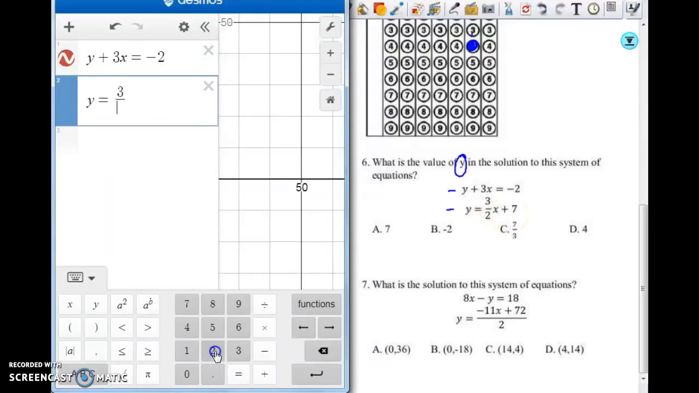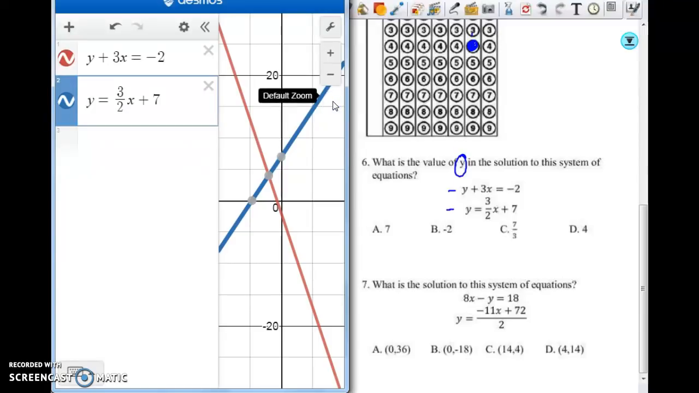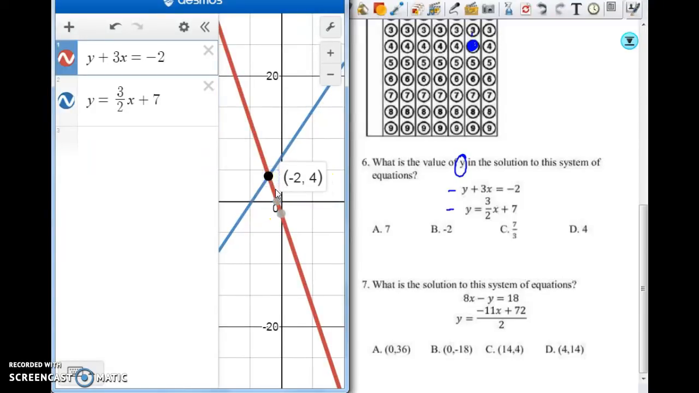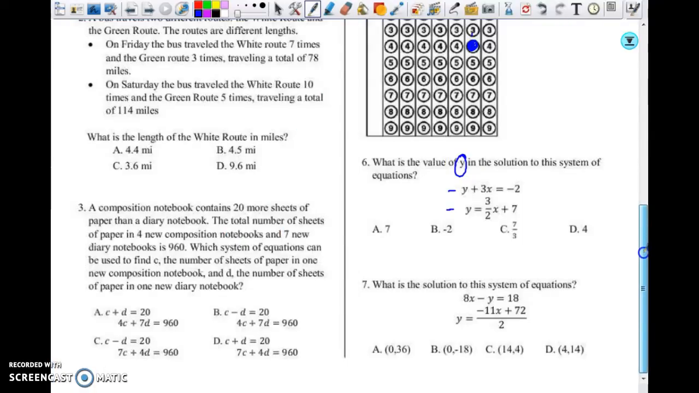And then y equals 3 over 2 x plus 7. So 3 over 2, bring it over, x plus 7. Okay? So again, we're looking where they intersect, here at negative 2, 4. They just want to know the y, so you go ahead and pick out the y and circle your answer. Number 7 is the same thing.